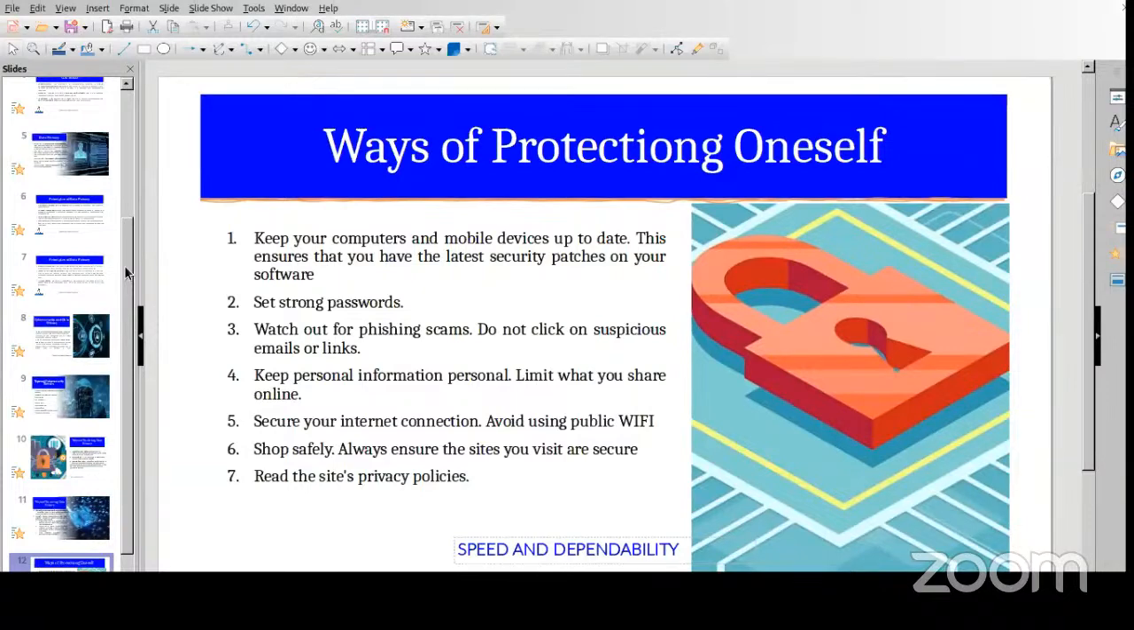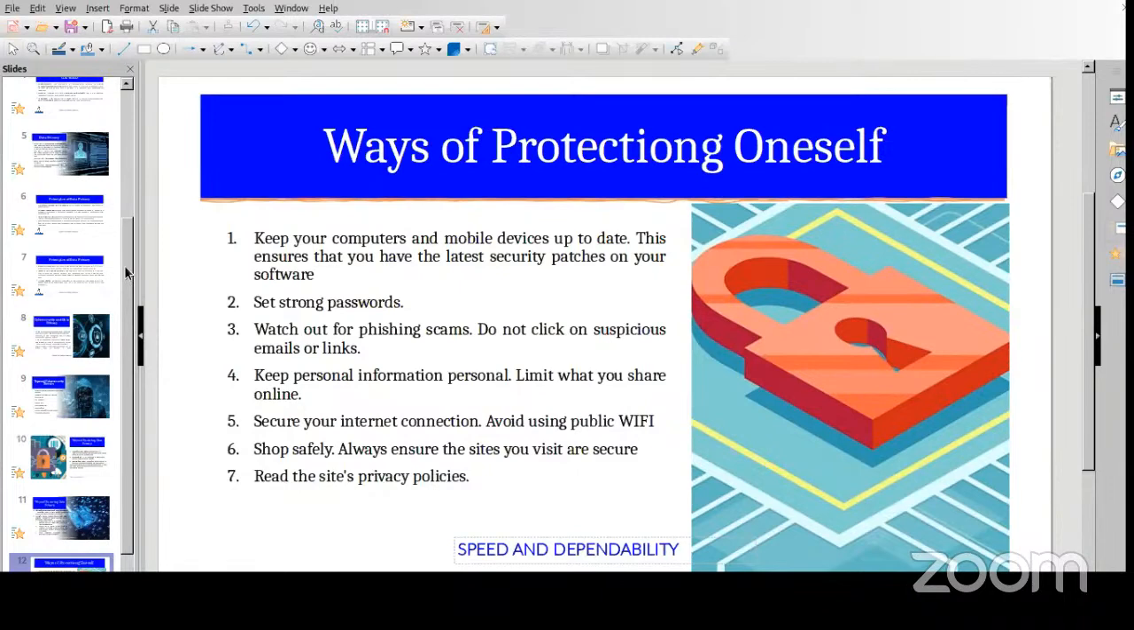One, keep your computers and mobile devices up to date. This will ensure that you have the latest security patches on your software. If you are using a Windows machine, this can be something as simple as whenever Windows prompts you for an update, kindly do not ignore that message. Try as much as possible to schedule it at a time that you will be free. The reason why Windows does this is because of, at times, zero-day attacks that happen to machines and software. They have noticed that there's a loophole within the system, and they immediately send out a patch.